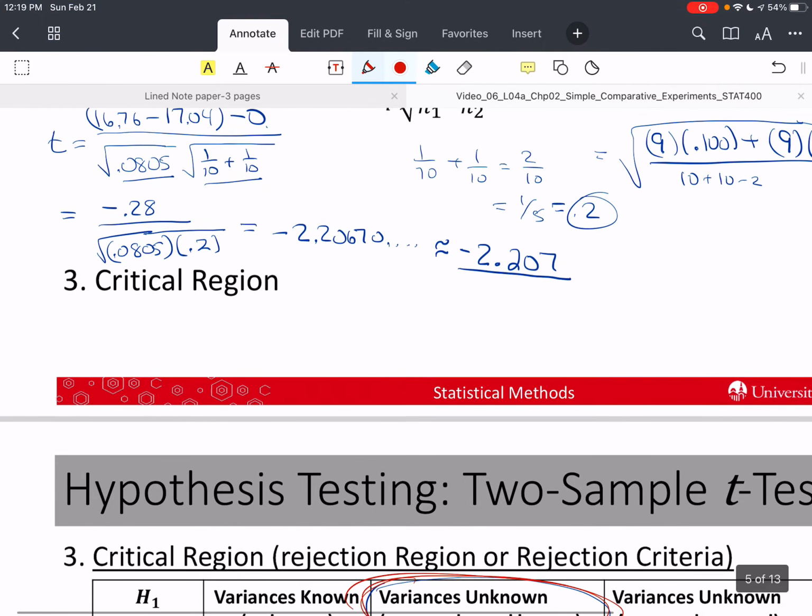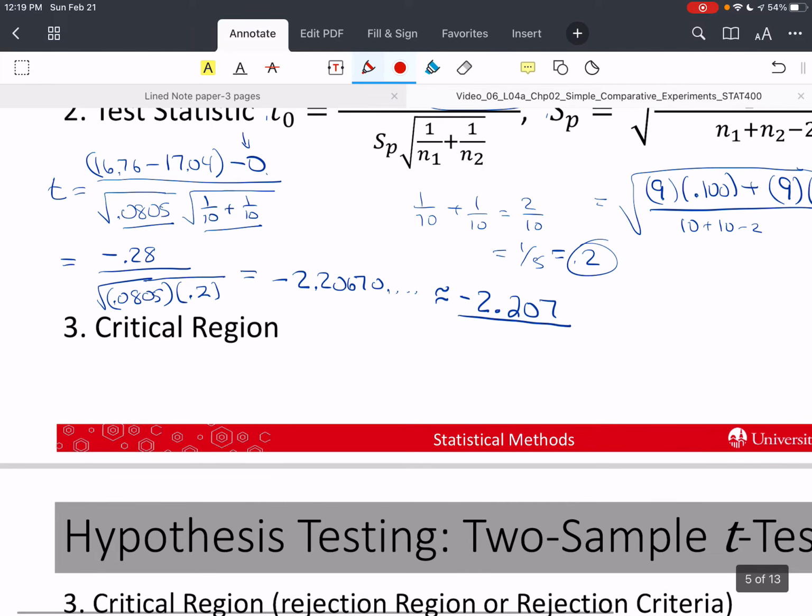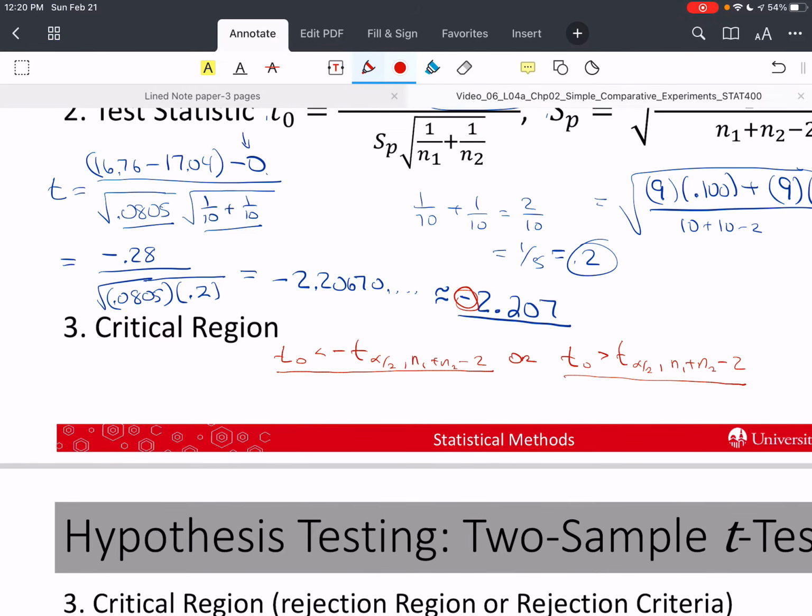So I'm going to write down my critical region completely, and I ask that you do that as well. So I have T naught is less than negative T alpha over 2, comma n1 plus n2 minus 2, or T naught is greater than T sub alpha over 2, n1 plus n2 minus 2. Now, I have a negative value, so I only need this portion. I cannot compare to this because I do not have a positive value of T naught. So it doesn't make any sense for me to try to check that. Obviously, a negative number is not bigger than a positive number.